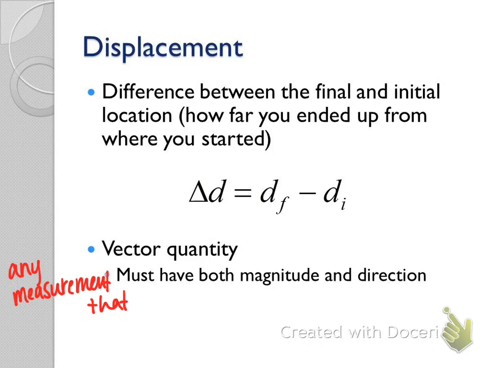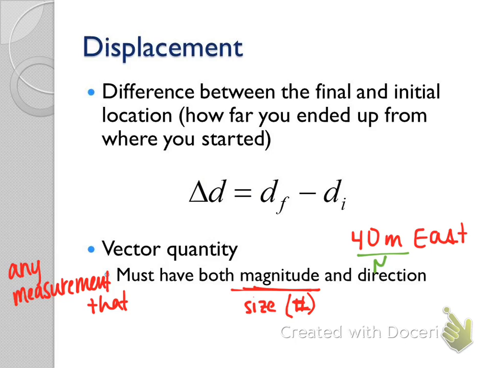And so you were probably thinking, oh, what's magnitude, right? Magnitude is just the size or the number. Okay, so if I told you something was 40 meters east, what is the magnitude part of that measurement? 40 meters, right? So here's the magnitude, and here's the direction. Okay? So this vector quantity has to have both magnitude, which is the number, and the direction.